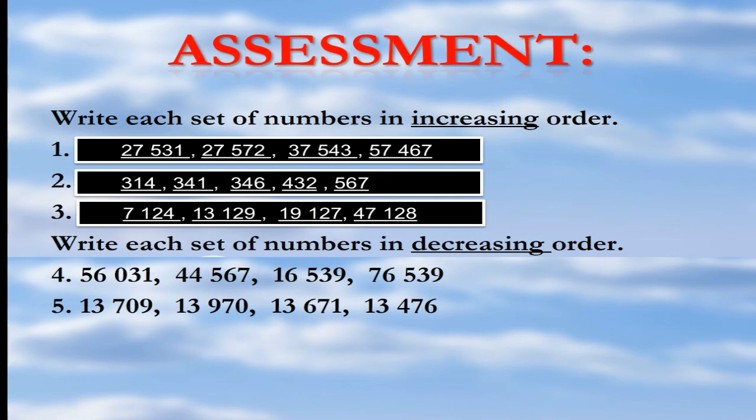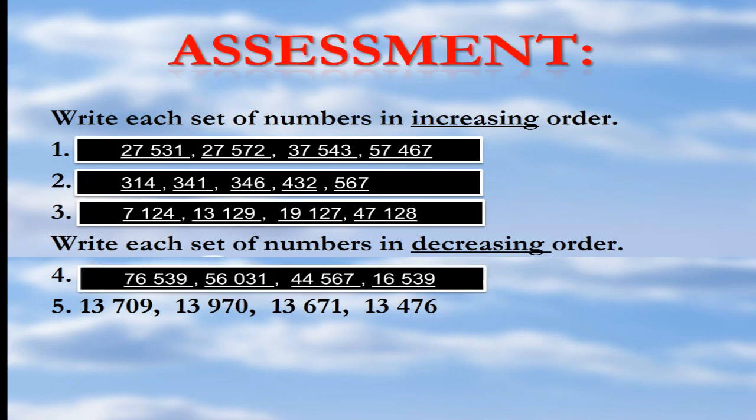Number 3 is 7,124, 13,129, 19,127, and 47,128. Now for numbers 4 and 5, we will write the set of numbers in decreasing order.